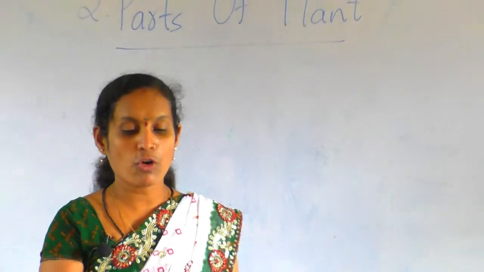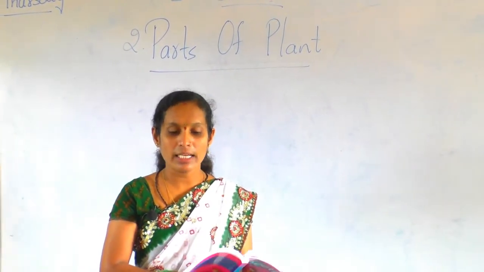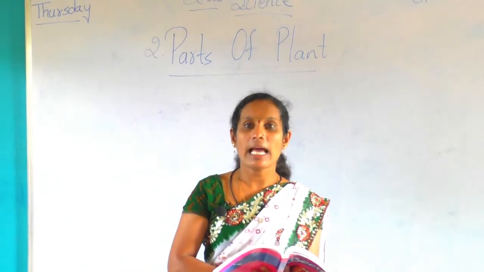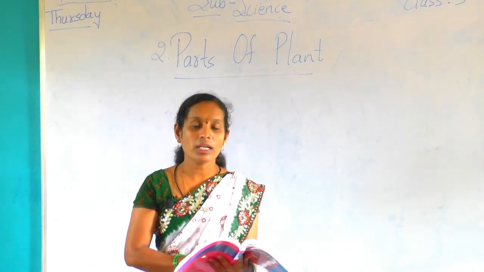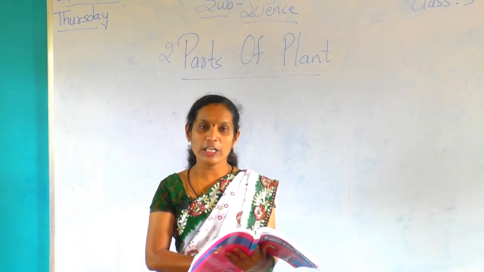Okay. Now see, you see so many kinds of plants around us. Look closely at any plant and you will find that it has two main parts, the root and the shoot. Okay, let us learn more about each part.